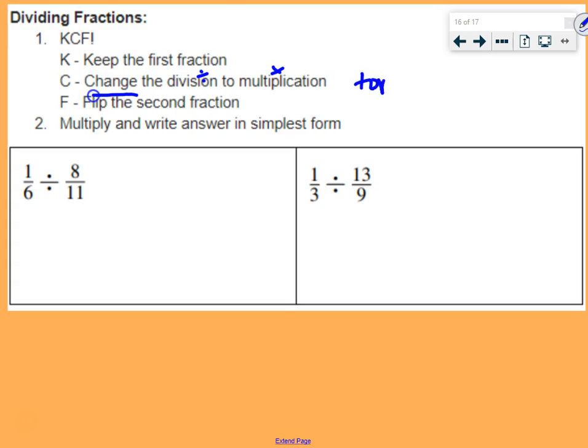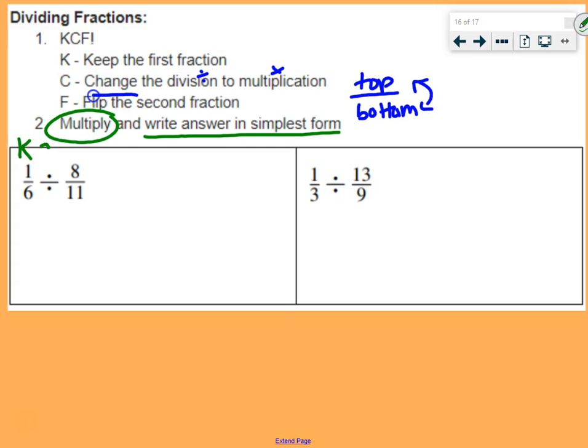So to flip the second fraction, you have your top number and your bottom number. And you're just going to flip it. You're going to flip the two numbers. The bottom number will become the top number, and the top number will become the bottom. And then you just follow your multiplication rule. So we multiply and make sure to write our answer in simplest form.